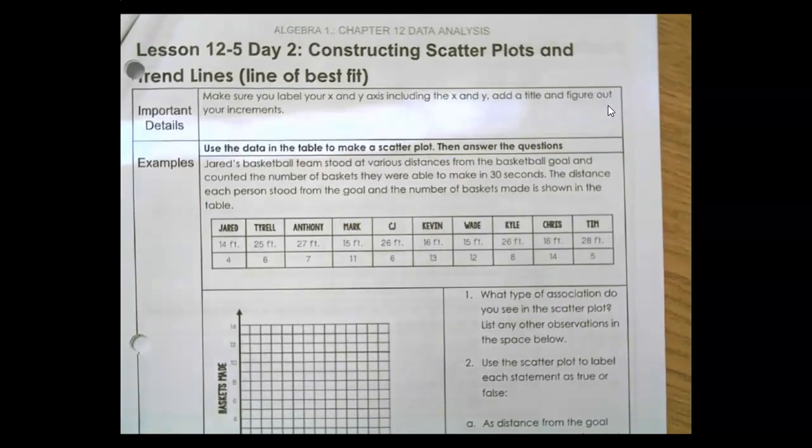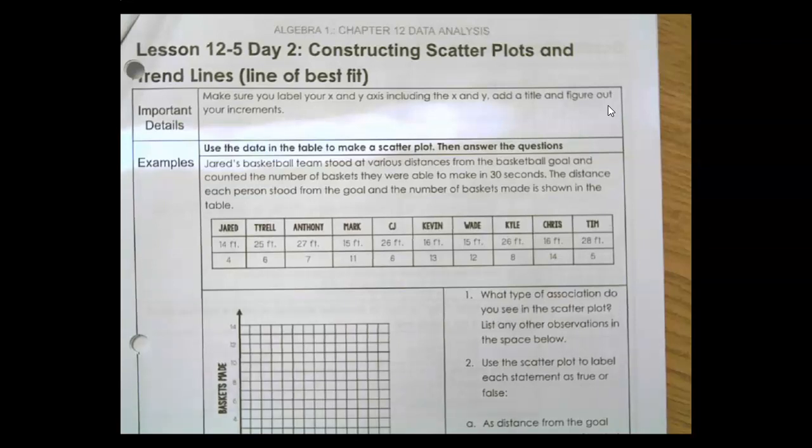Okay, so today we're going to be working on constructing those scatter plots and making a trend line, which is sometimes called the line of best fit. So we kind of did that yesterday with those lines going through. Key things: make sure you are labeling your X and Y axes, including the X and the actual Y. Add a title and figure out your increments, because sometimes that's the hardest thing, and I think you might need to do that on your EOC this year.